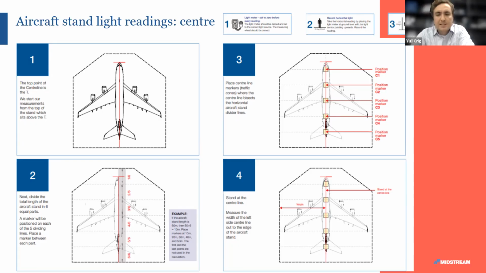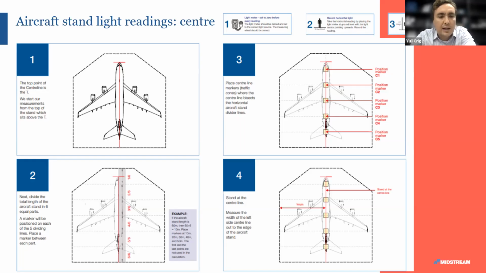We're about 30 minutes in, so I think we're doing okay for time, but I'm just going to speed up a little bit. Here you see the top of the center line, and that is the T. So the T is the top of the center line. That's where we start our measurements, from the top, and therefore the measurement from the top of the stand, which is above the T-bar. So we have to consider the top and the bottom part, where the aircraft stands.